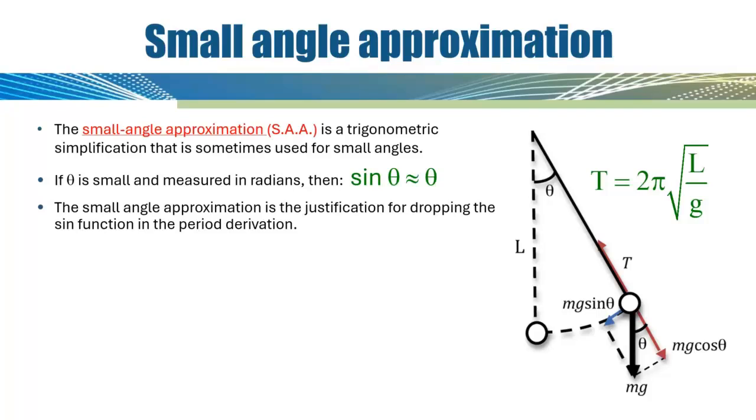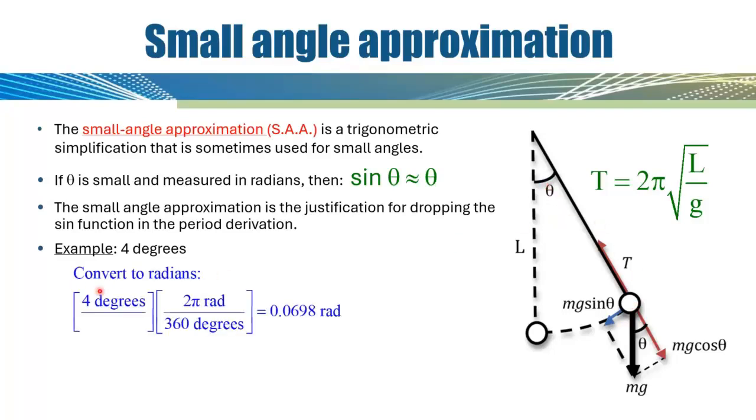Let's look at an example so you can see how this applies to a pendulum. Let's say that we took the pendulum bob and pulled it off to the side 4 degrees. Let's convert 4 degrees into radians. 360 degrees is 2 pi radians, so 4 degrees turns out to be 0.0698 radians. So that's theta by itself. But what is sine theta? It's also 0.0698. So because theta is approximately equal to sine theta, the sine function is sometimes dropped.